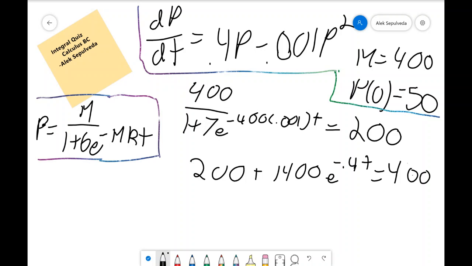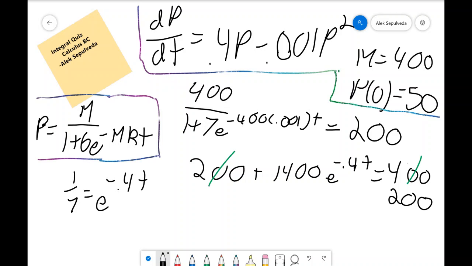Next thing we can do is subtract, so get rid of these. So now we have 200 is equal to this 1400 value. 200. And then we're going to divide. So 200 divided by 1400 is the same as saying 1/7. So 1 over 7 is equal to e to the power of negative 0.4t.